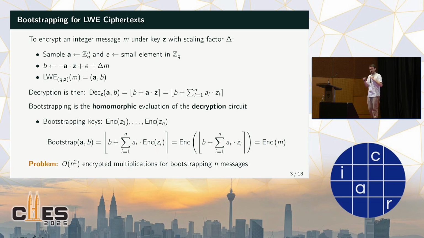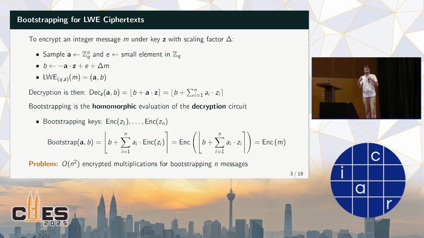So, for LWE ciphertexts, to encrypt a message M, you sample a vector A and a small secret Z in Z_Q. Then you compute B equals the dot product between A and Z, plus E, plus delta M, where delta is the scaling factor that will help you decrypt to the right message afterwards. And then you get this pair, which will be your ciphertext. And decryption is simply you subtract from B the dot product between A and Z.